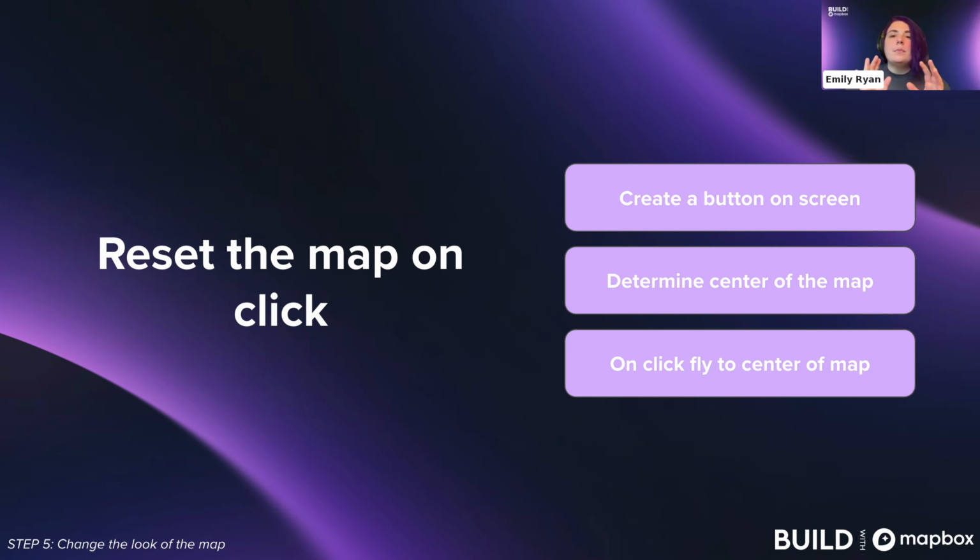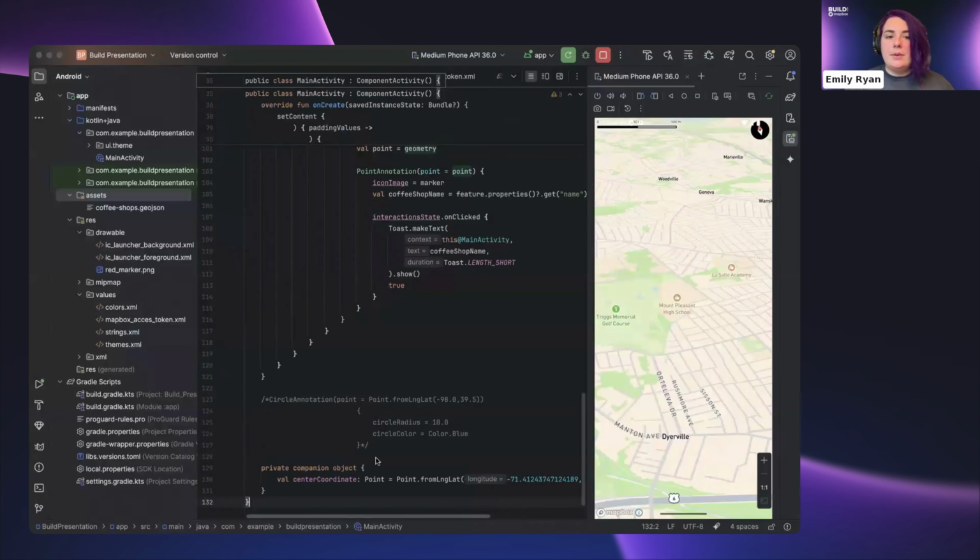In order to do that, you're going to need to create a button on screen. Then we're going to give it the functionality of determining where the center of the map is. Once we click that button, it'll allow us to fly to whatever the location is. I'm going to copy that from over here. There's a lot of different code, so I'm going to copy and paste from a separate file that I have, and then I'm going to walk you through everything. But yes, let's do that. All right.